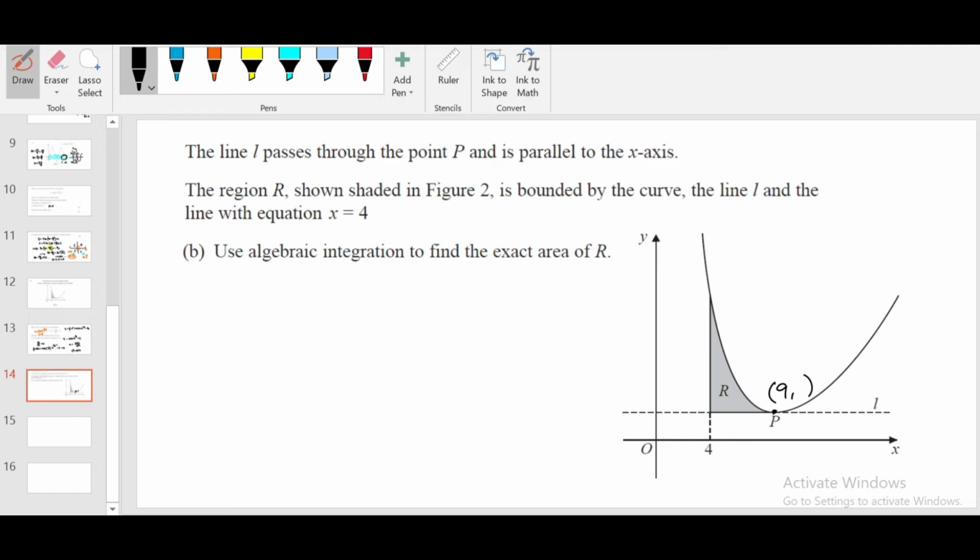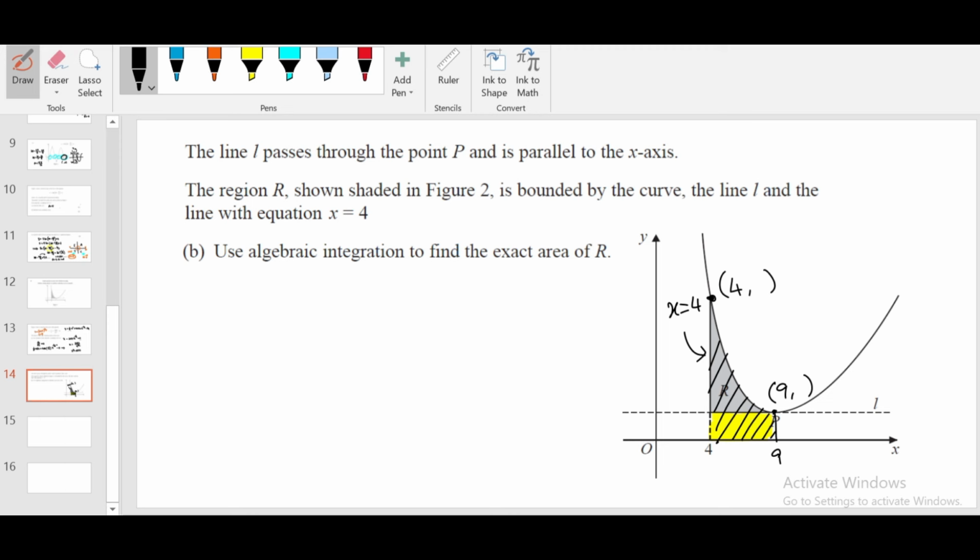Now the region R is shown shaded, bounded by the curve and the line with the equation x is equal to 4. Use algebra to find the exact area. The x coordinate of this point is 4 actually. So basically if you integrate the curve from 4 to 9, you will get this whole area minus this little rectangle. You will get the shaded region R. That's what we are going to do.